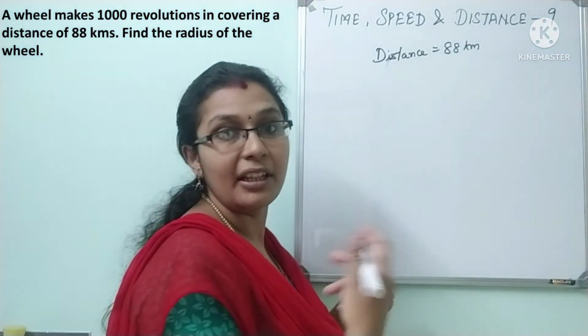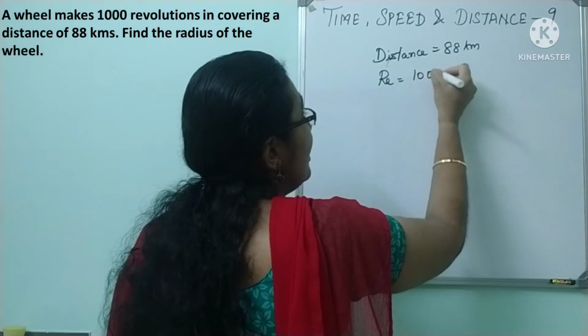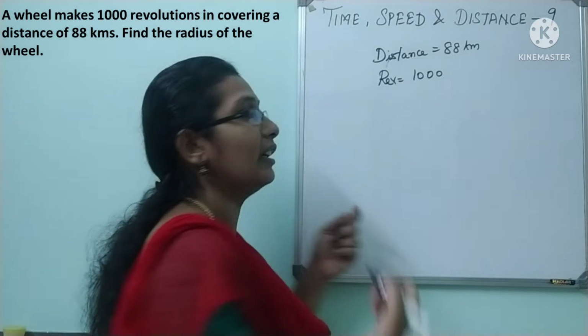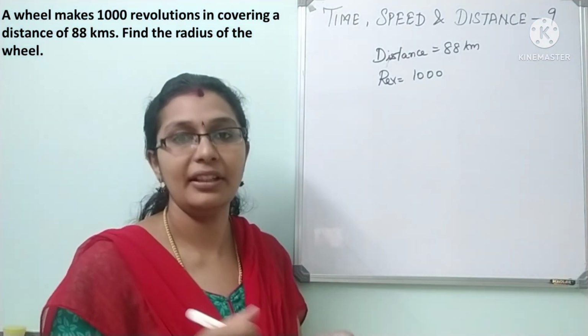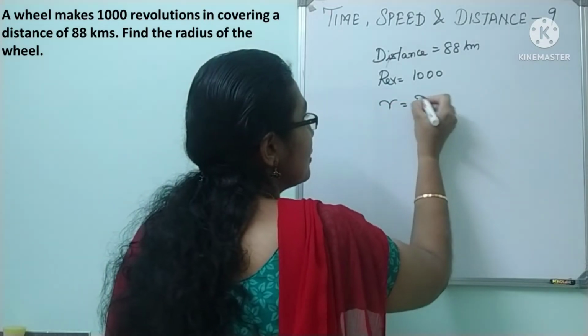And how many revolutions is it taking? Revolution is equal to 1000. Similarly, revolution and radius, don't get confused, so better you can write rev for revolution and r you can denote for radius. And we'll have to find the radius.